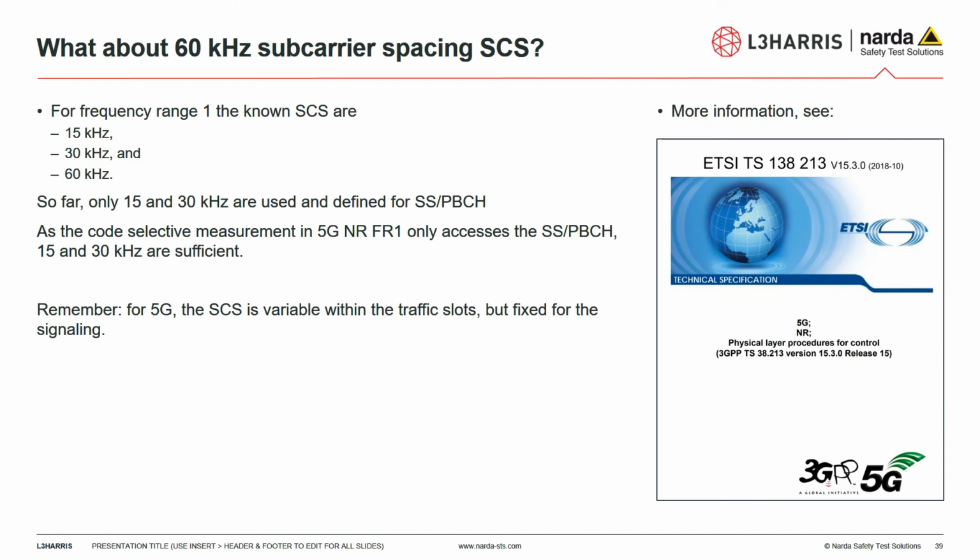What about 60 kHz subcarrier spacing SSS? Subcarrier spacings of 15, 30 and 60 kHz are defined for frequency range 1. A 5G system can switch dynamically between these spacings or use a mixture of spacings. However, this only applies to the traffic signals. They are fixed for the SSS PBCH and can only be either 15 or 30 kHz. 60 kHz therefore plays no part in FR1 for the measurement of the SSS.